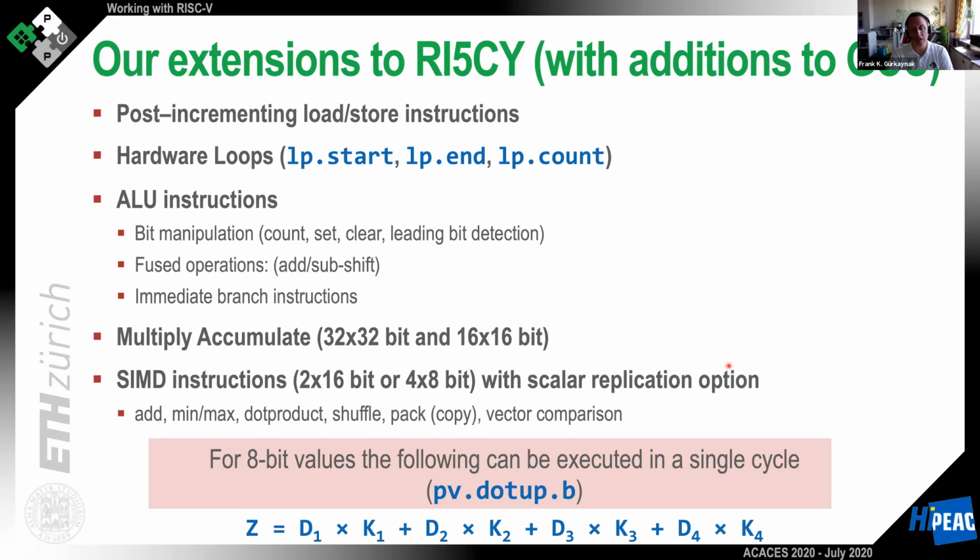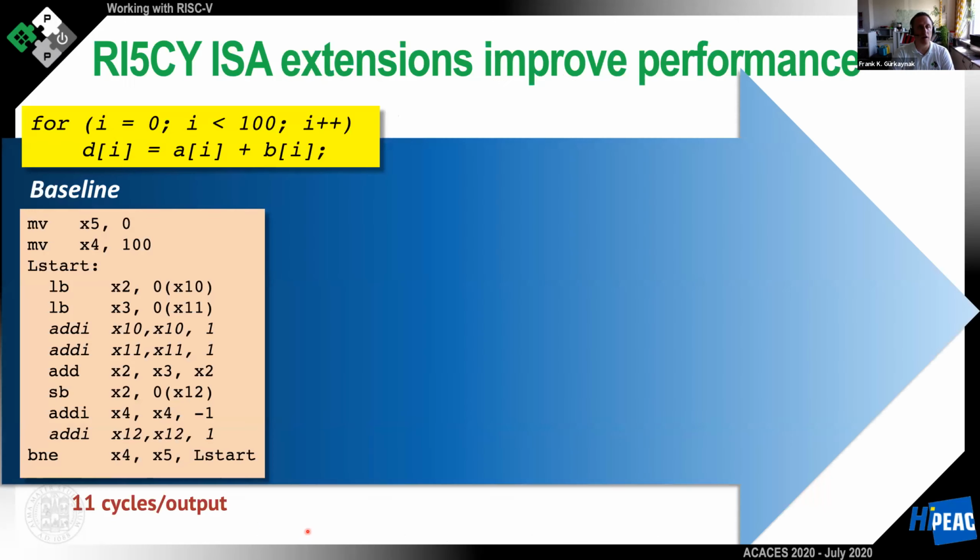If you're using 8-bit values, the one at the bottom can be executed in a single cycle on RISC-V. So this is a packed vector dot product, and it takes 2 vectors of 4, multiplies them and sums them up all in one single instruction, which is great if you are working with 8-bit values. Here is now a brief highlight of what is happening here.